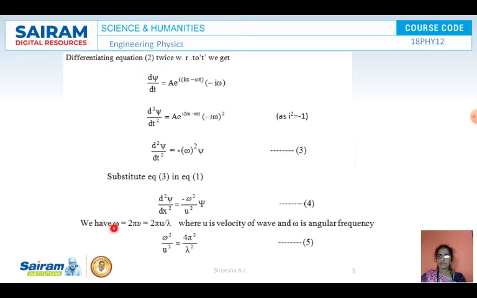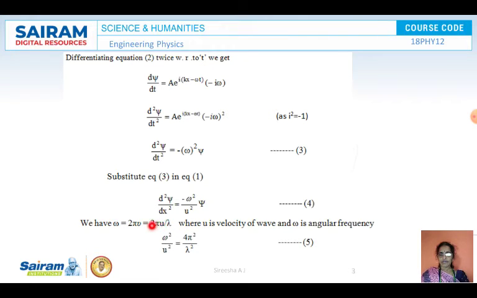Now we have that omega is equal to 2 pi f. It is the general angular frequency. Omega is equal to 2 pi f, or we write it as 2 pi nu, where nu is the frequency. That can be written as nu equal to c by lambda, or here u, where c is nothing but a velocity, u is nothing but a velocity. So you are writing 2 pi u by lambda, where u is the velocity of the wave and omega is the angular frequency. So from this, rearranging the terms, omega is equal to 2 pi into u by lambda.